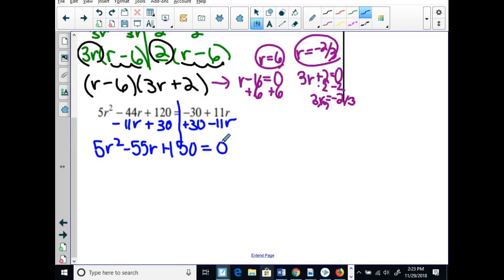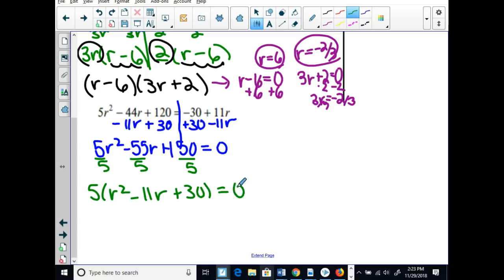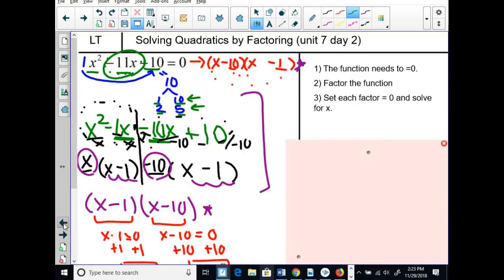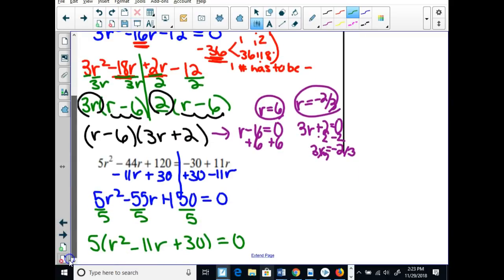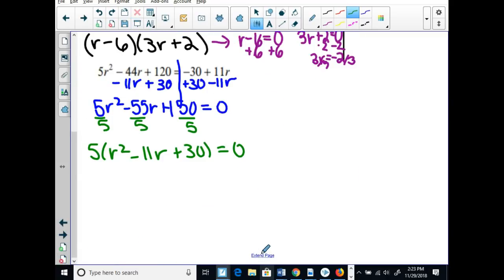I know that 5, negative 55, and 150 all have a GCF. That GCF is 5. I take that 5 out, I'm left with r squared minus 11r plus 30 equals 0. Okay, now I can factor, guess, and check.